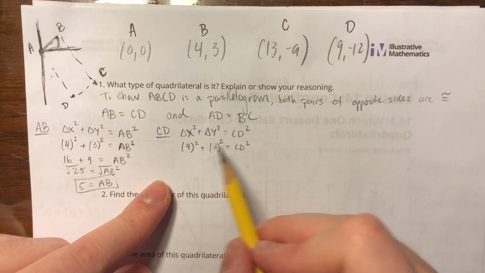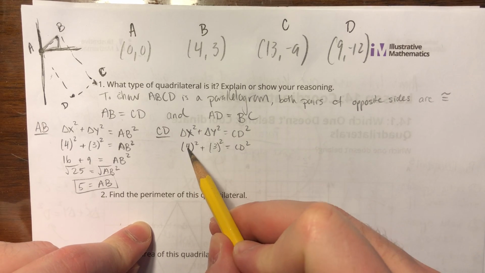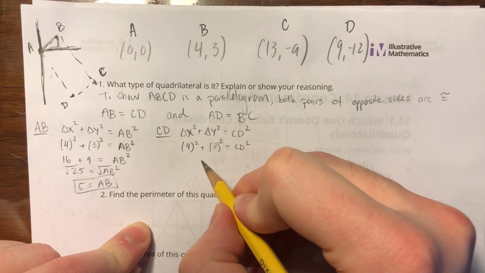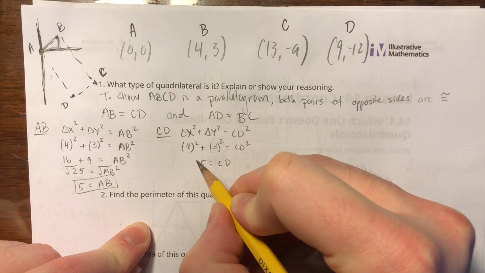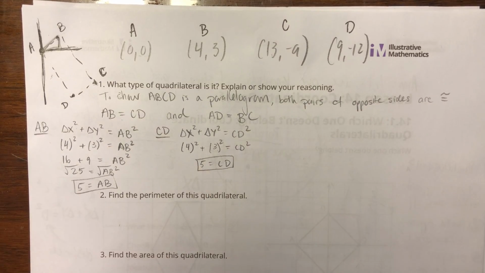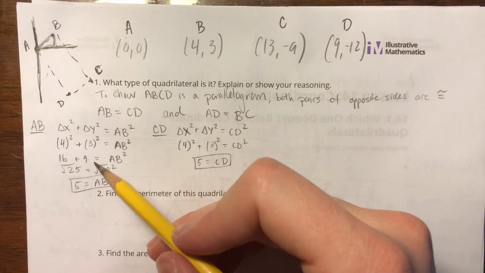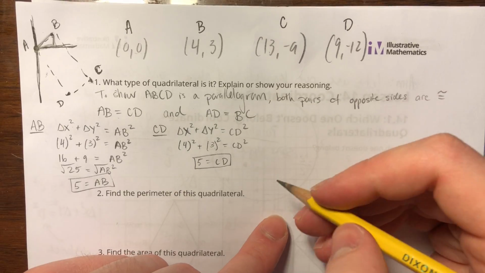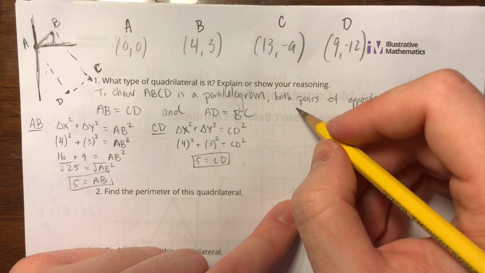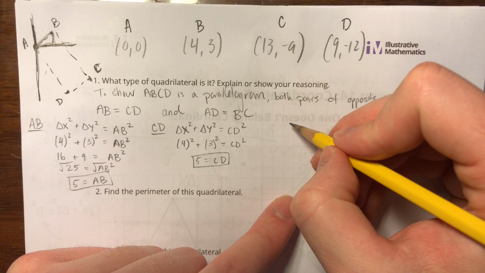All right, and again, I'm not going to do all this work again because I can see these numbers are exactly the same, so I know I'm just going to get 5 is equal to CD. All right, save myself a little bit of work here. And I already showed the exact work, so I wouldn't lose credit for that. Okay. Now we're going to do AD.